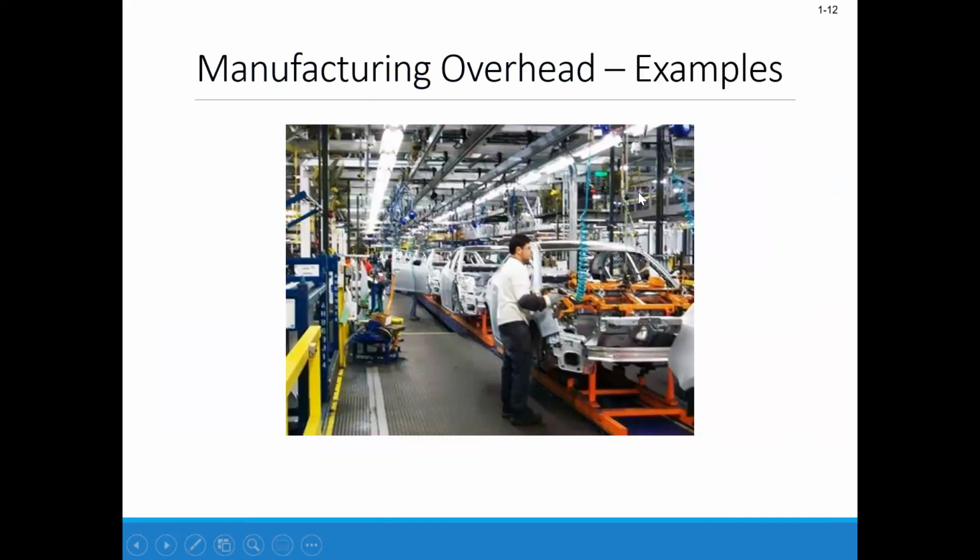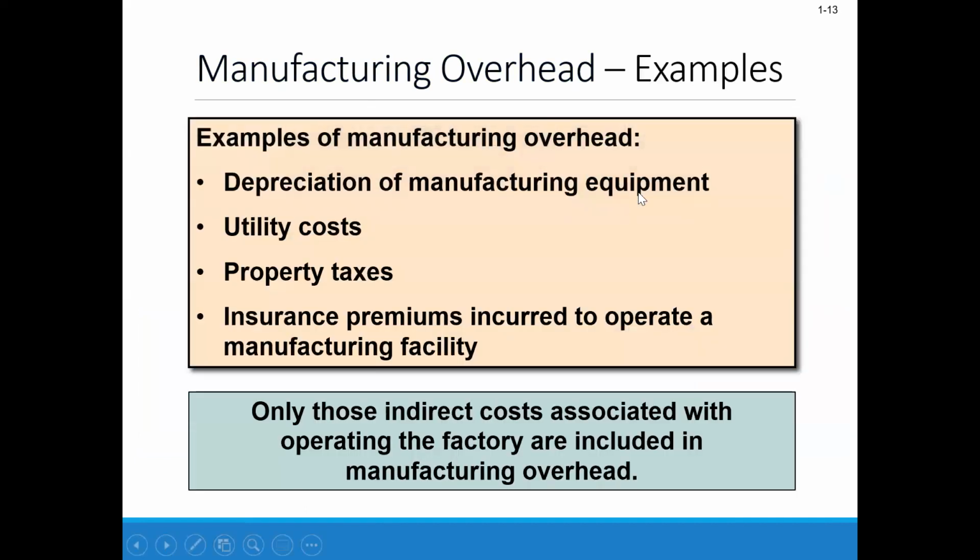Now, examples of manufacturing overhead. Depreciation on the equipment, property taxes, utility costs, water, electric, gas, insurance premiums. Indirect costs that are associated with operating the factory are included in manufacturing overhead.